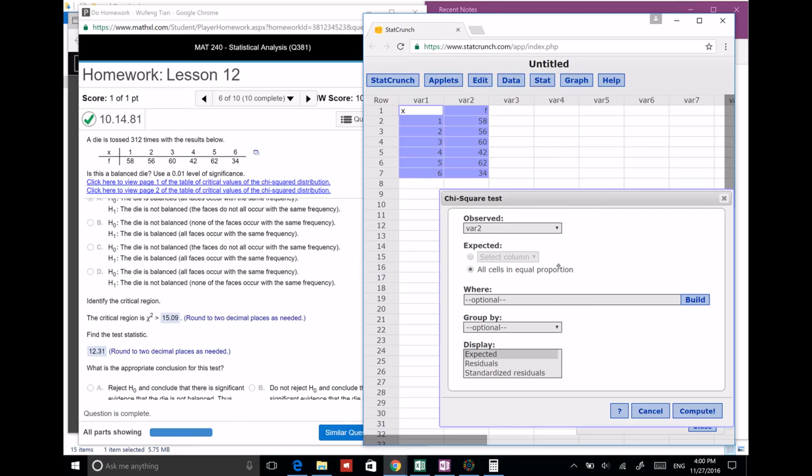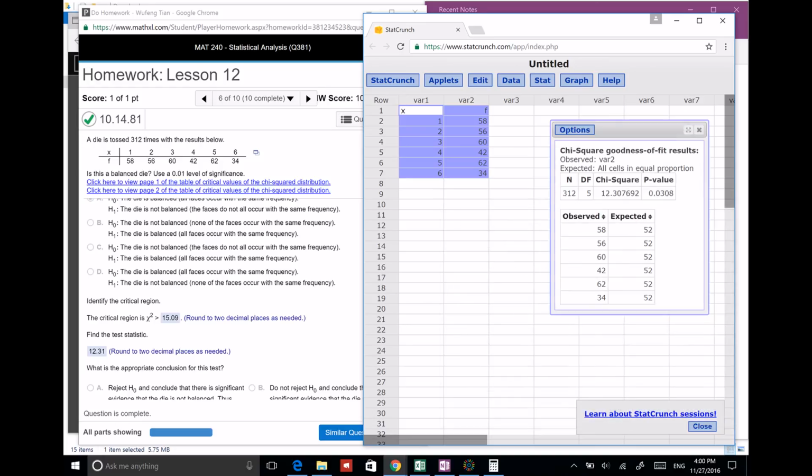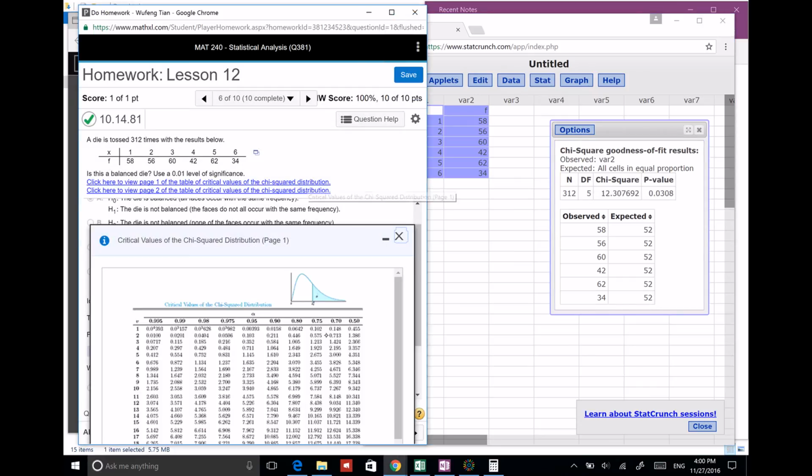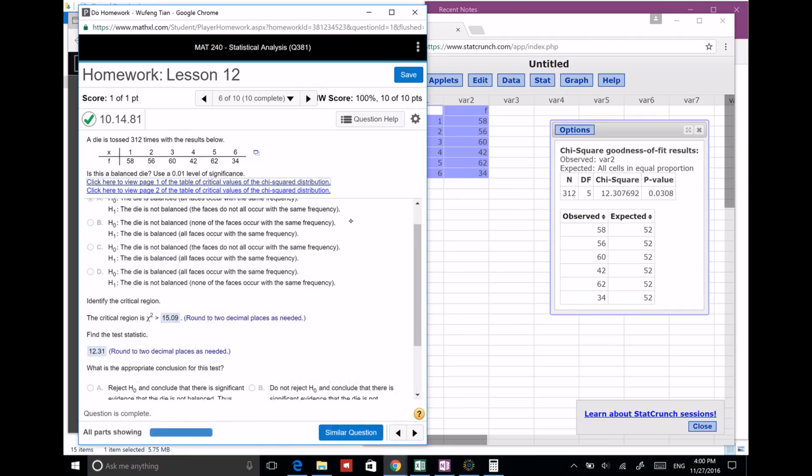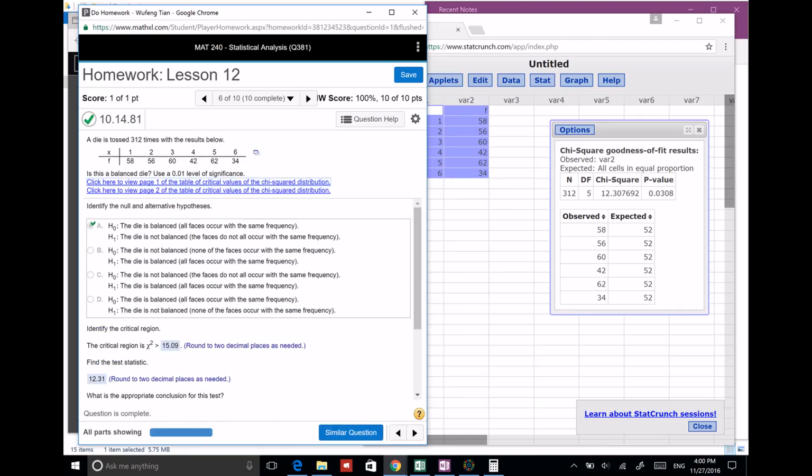So all cells have equal proportion because it's a die, 1 out of 6, equal proportion. Compute. And you have the chi-square is 12.31 here. And the critical region, how do you find the critical region? For the critical region, you have 312 rolls, right? 312 times. So your degree of freedom is 5, okay? So let's look at the degree of freedom. It's 5, the degree of freedom is 5 and the 0.01 significance level.